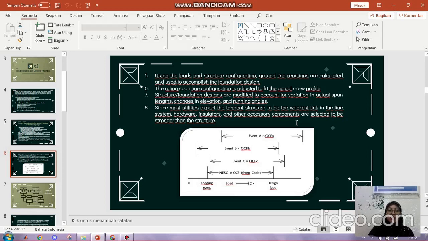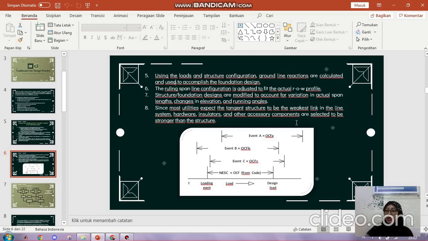And then number eight, since most utilities expect the structure to be the weakest link in the line system, hardware, insulators, and other accessory components are selected to be stronger than the structure.